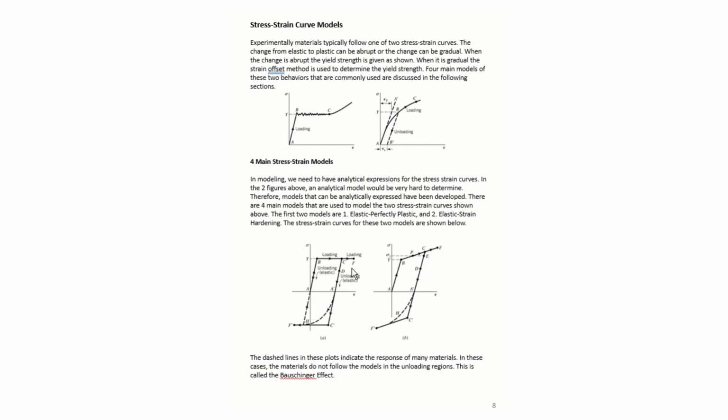Now, these solid lines we can come up with equations for and analytically model. It's important to note that the material usually follows this dashed line. And so you can see the differences between the analytical models and what really goes on in the materials. In these cases where the materials don't follow the models in this unloading region, this is often referred to as the Bauschinger effect. And we'll talk about that.